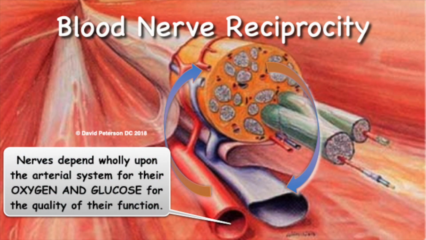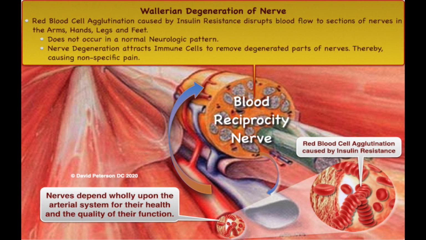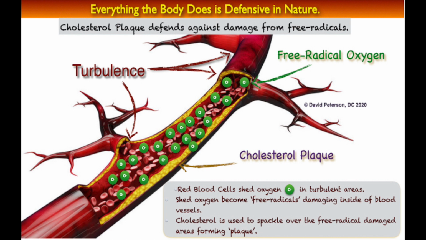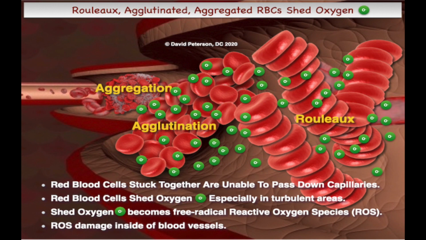In today's video, we're going to explore a concept called blood-nerve reciprocity and its impact on the nervous system. We're going to explore the direct link between blood-nerve reciprocity and Wallerian degeneration. Specifically, we'll uncover how any impairment of blood-nerve reciprocity in the delivery of oxygen and glucose can lead to the development of Wallerian degeneration.